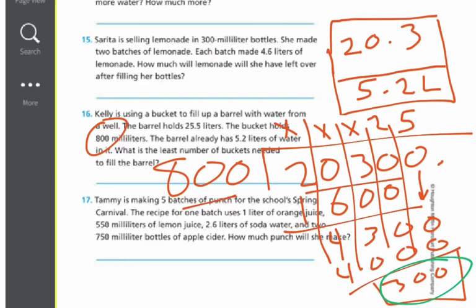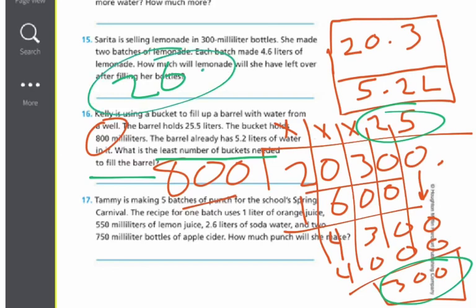But they're asking us what's the least number of buckets needed to fill the barrel. So you'd have to round up 25. If you only fill 25 buckets, there's still a little bit left over. So you'd have to round up to 26 buckets.